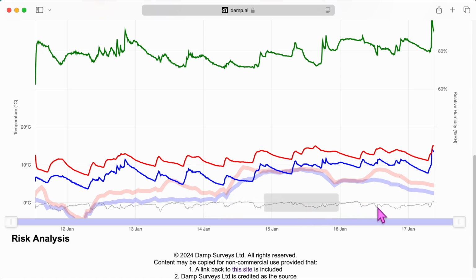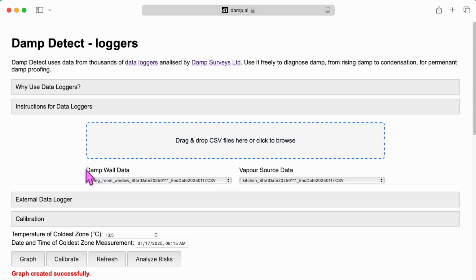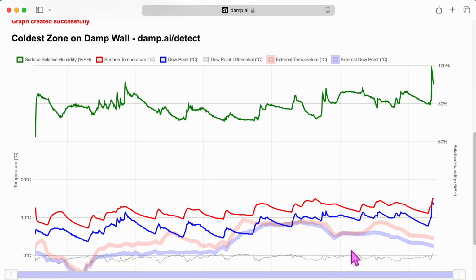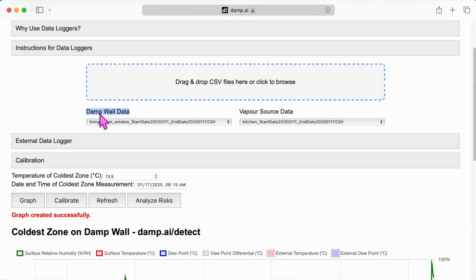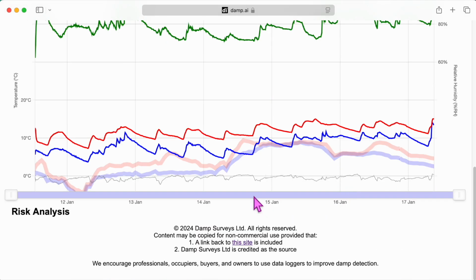So this line here, this is called the dew point differential. Because the data loggers were in the same room, there isn't a huge difference, but essentially where it's above the line, that is because there's more vapor coming from the damp wall compared to the vapor source. So in this case, there's more vapor coming from the kitchen, which is not surprising. And I would say that although there's spikes in the kitchen, it's dissipating quite quickly, and that's because there's no door to the kitchen. There's no ventilation, and obviously you're drying clothes in there.